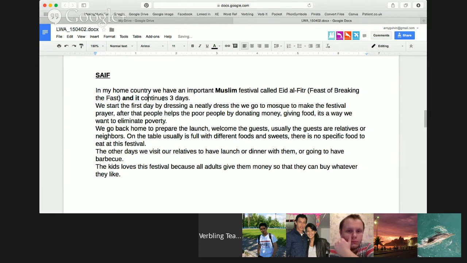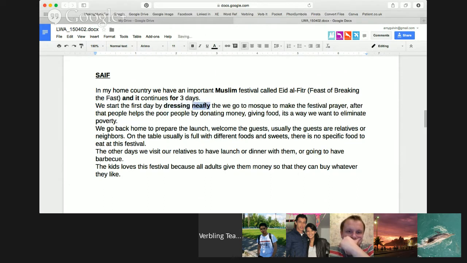It continues for 3 days. Okay, for indicates a duration. We start the first day by dressing a neatly dressed. Dressing neatly is all you need to say, Saif. By dressing neatly. Okay? Because you just use an adverb for dressing and then you're done. And then we go to the mosque to make the festival prayer.